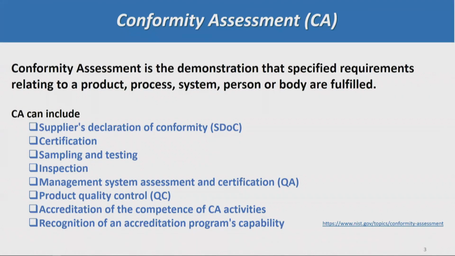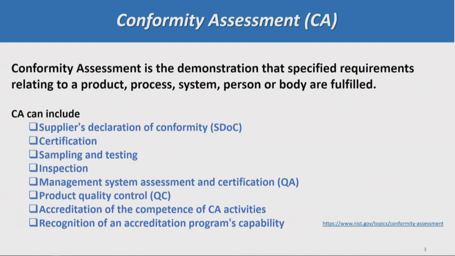We should start with a description of conformity assessment so that we're all on the same page when we talk about what this means. Conformity assessment is the demonstration that specified requirements for a product, process, system, person, or body are fulfilled. And there are activities that can include a supplier's declaration that they conform to specified standards. That's a first-party declaration. A certification, which is always an independent third-party declaration of conformance.